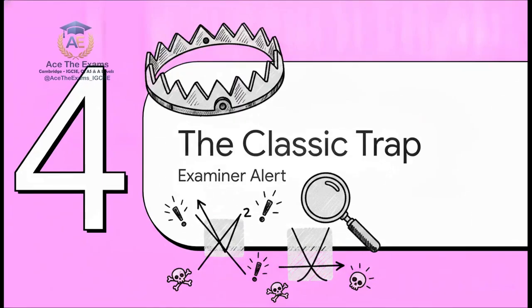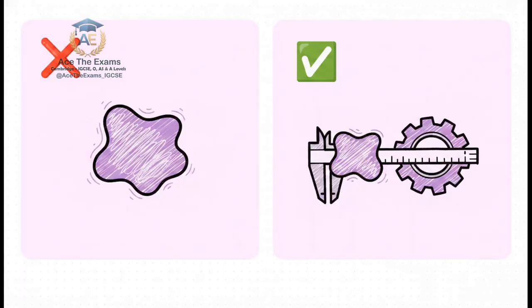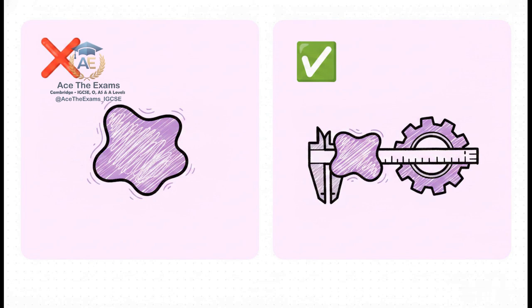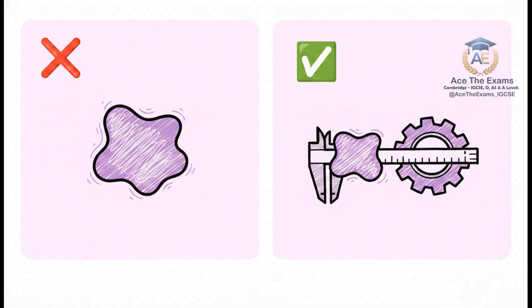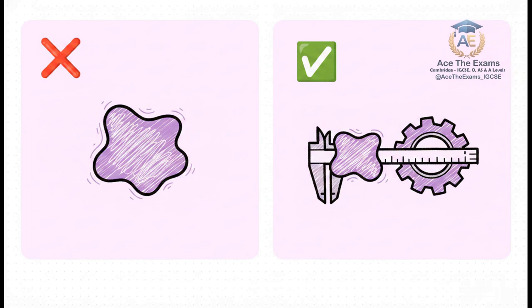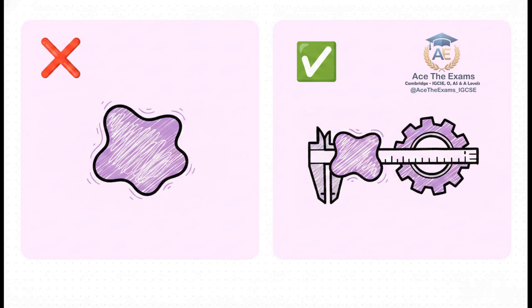Section 4. The Classic Trap. Examiner Alert. The sources issue a massive, blinking red examiner alert about this next point. The absolute classic mistake is providing generic answers versus context-specific answers. Let's say a modulus function in your 9709 paper models a real-world scenario. Maybe it's representing a physical tolerance of a manufactured part or a velocity boundary in a related mechanics context. If you just give a generic algebraic solution like x equals 5 or x equals -5 without interpreting what that actually means for that specific scenario, you are going to bleed marks.